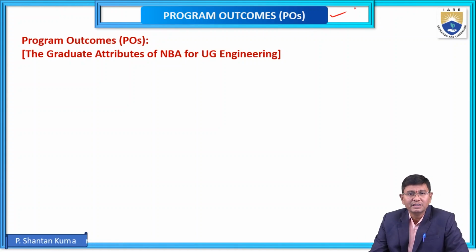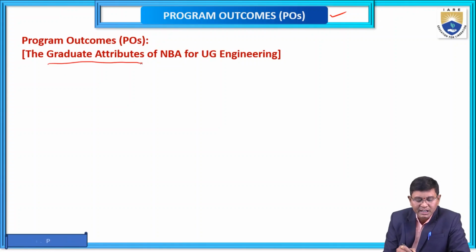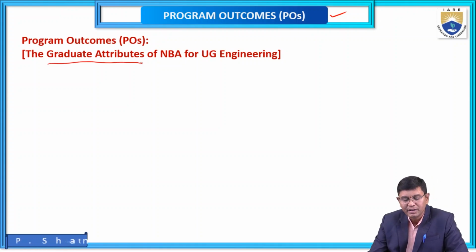And here POs, that is, program outcomes. Generally the NBA provides that there are 12 POs in total. That means the graduate attributes, the GAs, of the NBA for undergraduate engineering.